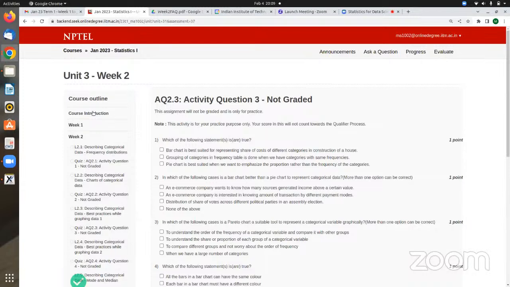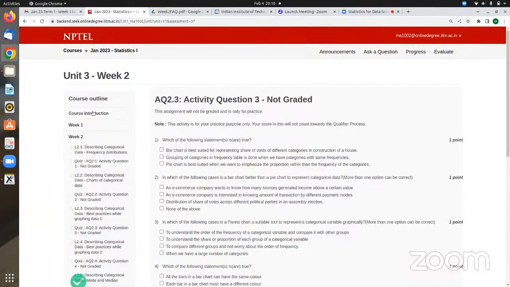Why the second one? Grouping of categories in the frequency table is done when we have categories with the same frequency. Can't we group them together and keep them as others? But generally we group the categories in the frequency table when we have a lot of categories with small frequencies, right? We can group them because otherwise the table will become too large.